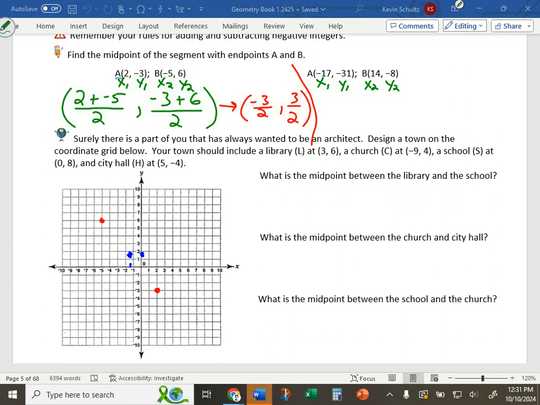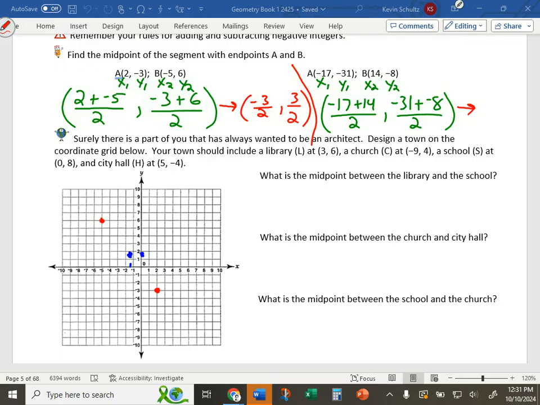Yes. Okay. Next one. Just bigger numbers. We can't plot this one on the coordinate plane, and so we just have to trust our formula. We've got negative 17 plus 14 divided by 2. Then we have negative 31 plus negative 8 divided by 2.